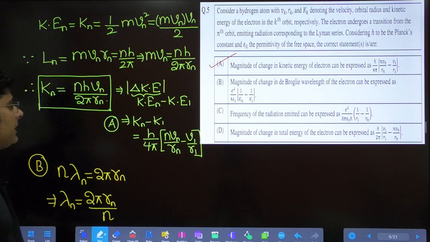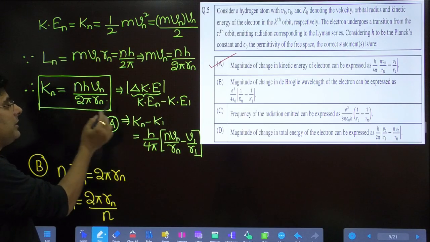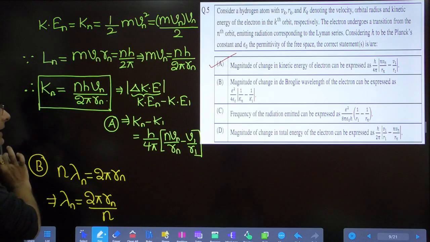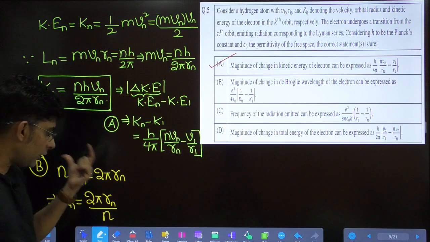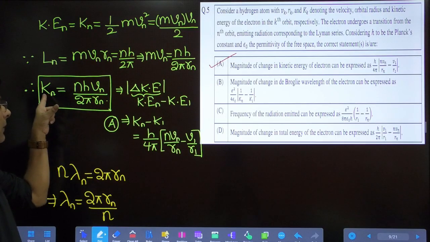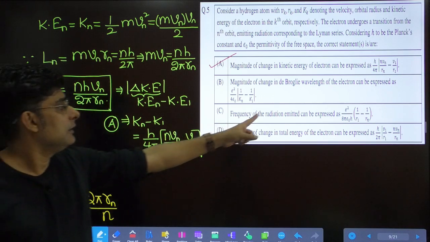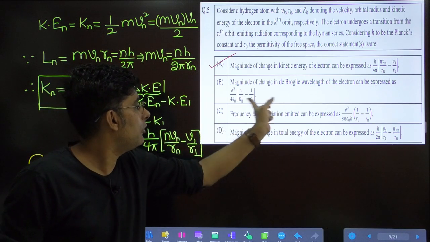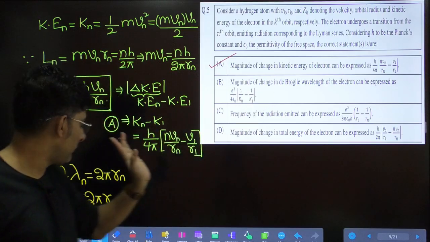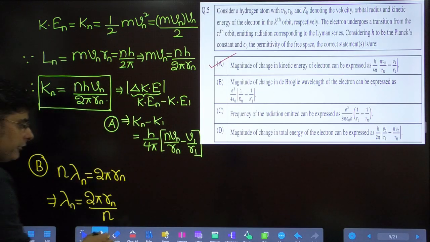Now students, what they will think is that 2 pi Rn I can remove from here, I can write 2 pi Rn in terms of kinetic energy. But that will not be correct, because you will get 2 pi Rn in terms of kinetic energy, but there is Vn also. And here you can see that there is no mention of Vn in the option. So what will we do in such a case?